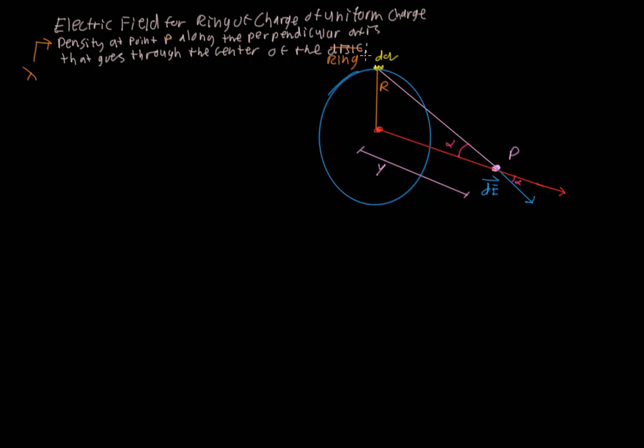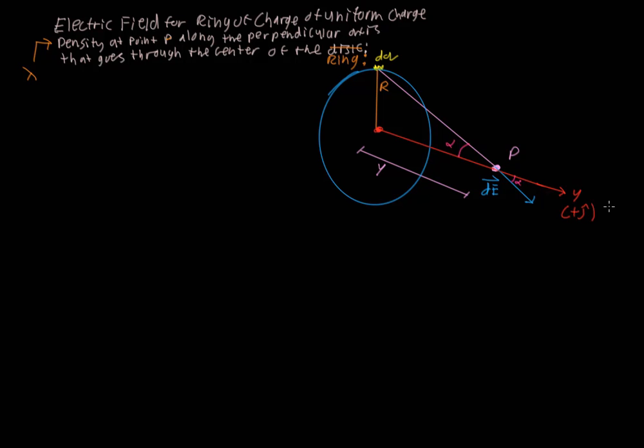We'll get to the disk in a later video, since it's another charge distribution that we look at. And for our purposes, let's just say that this perpendicular axis is the y-axis, right? So we'll just say this is y, and we'll call this positive j hat.